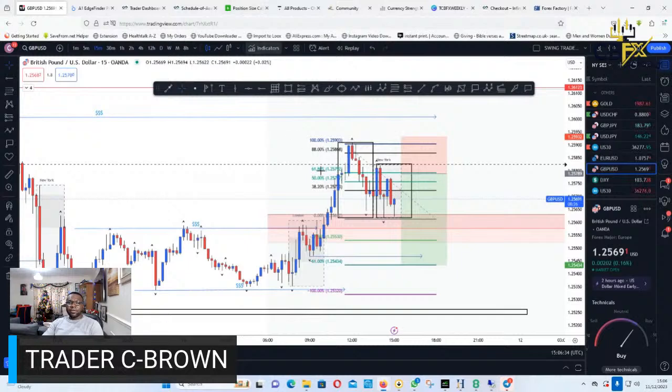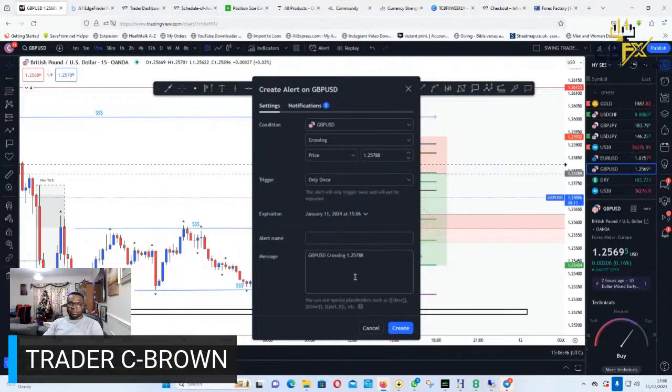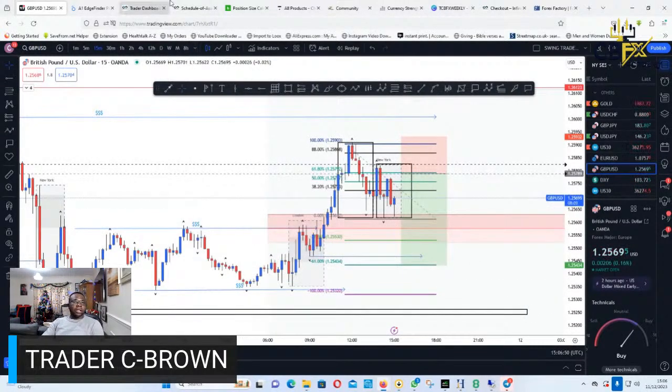So let's talk about risk management. Remember, we have an alert. Okay, let me set another alert at 61 fib so that when we get there, we'll be alerted and get in. Okay, so we have two alerts ready to let us know what's going on.